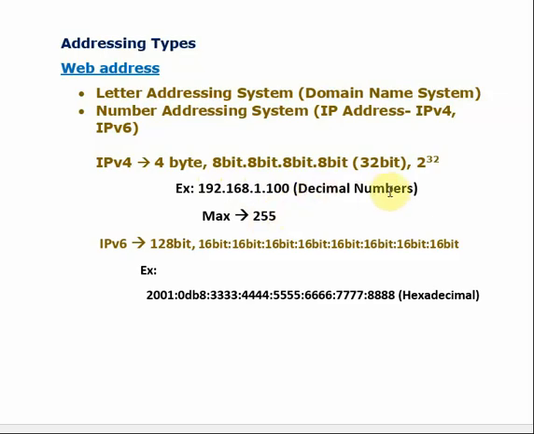Here decimal numbers are used, but here hexadecimal numbers are used. That's why we get letters like B, D, A, right? After 9 we use A, B, C, D for hexadecimal. So clearly understand, IPv6 uses hexadecimal, IPv4 uses decimal values, right?